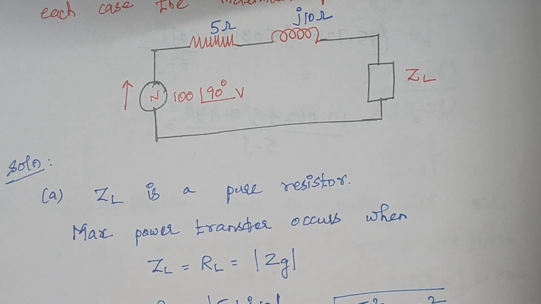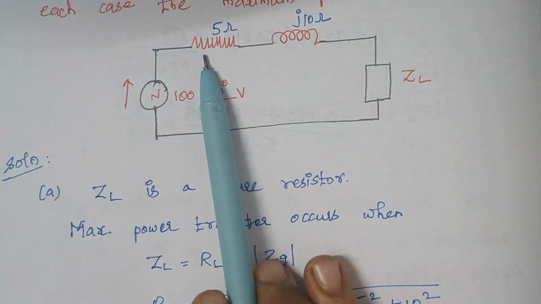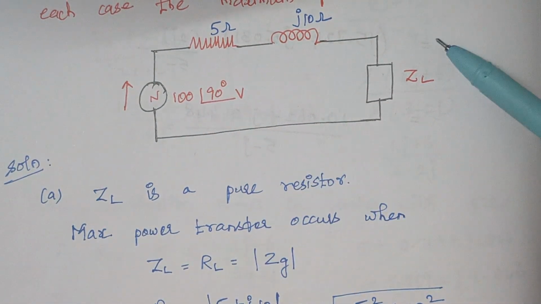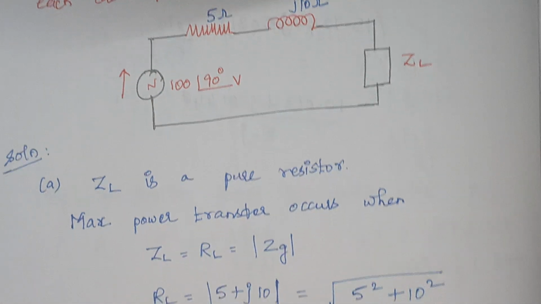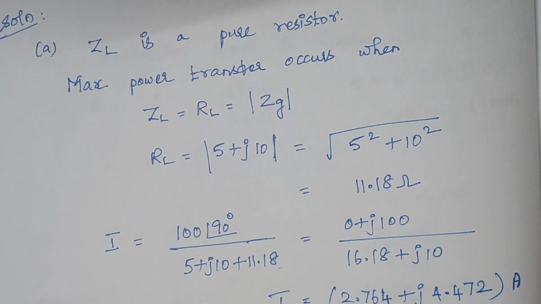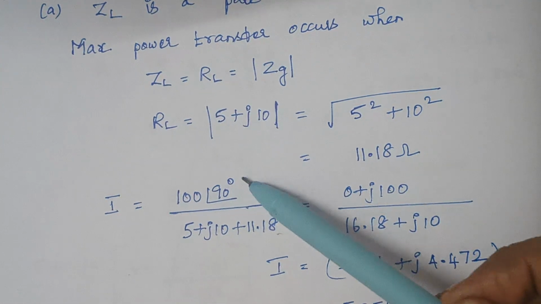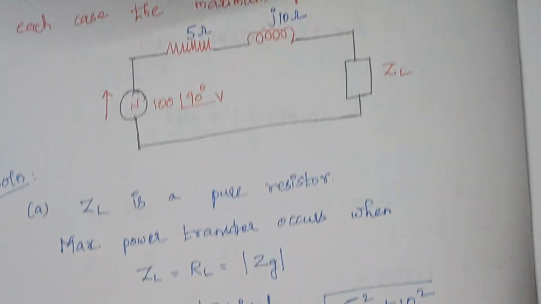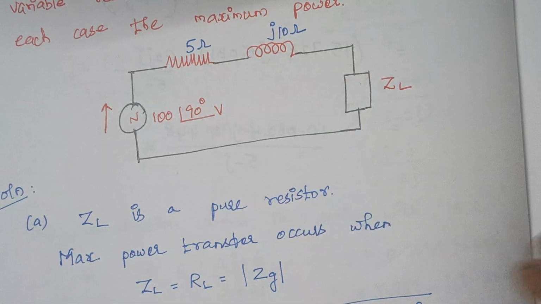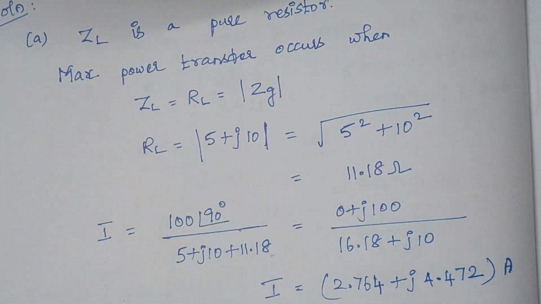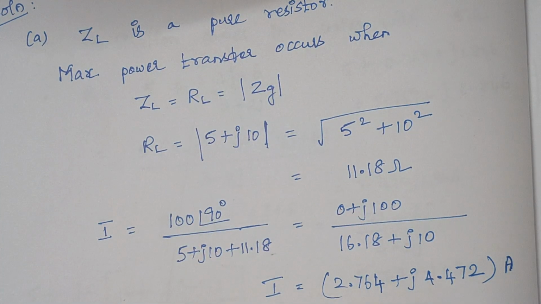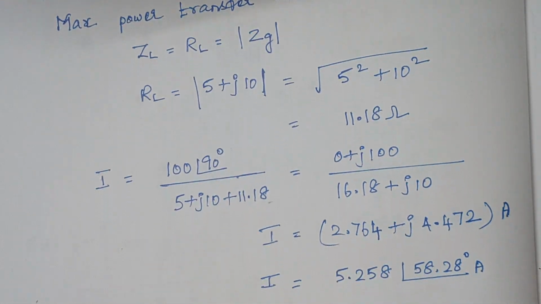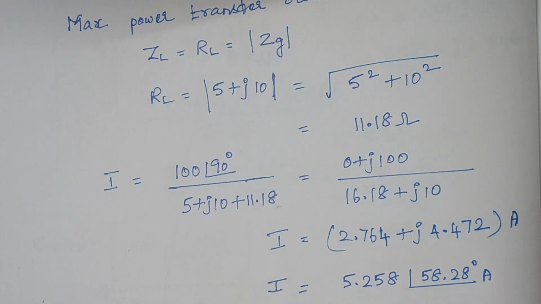The next step is to calculate the current. We know the value of the source impedance and the value of the load resistance. I is given by V by Z. V is given here, that is 100 with an angle of 90 degrees, and Z is 5 plus j10 plus 11.18. Once you solve, finally we end up with the answer like this.